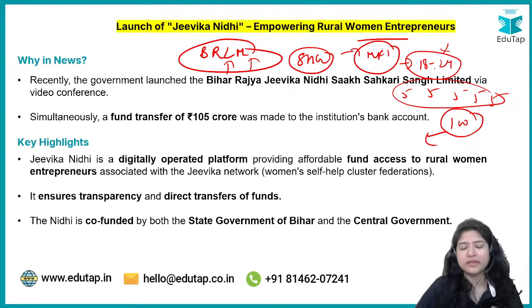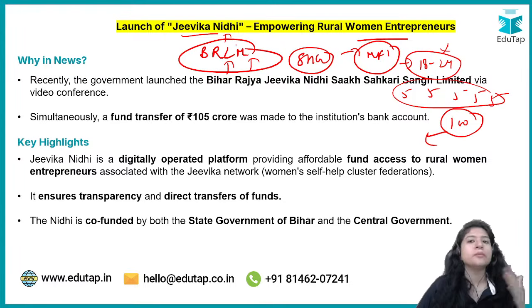So what the government did, this is kind of a collaboration between the state government and the central government, where the government has decided that they will launch a Jivika Nidhi. Nidhi means wealth, so here we are talking about money, and jivika is your livelihood, okay? So this concept of Jivika Nidhi has been launched, where these rural entrepreneurs, or rural women entrepreneurs, I would say, can take up loans at a much cheaper rate of interest.